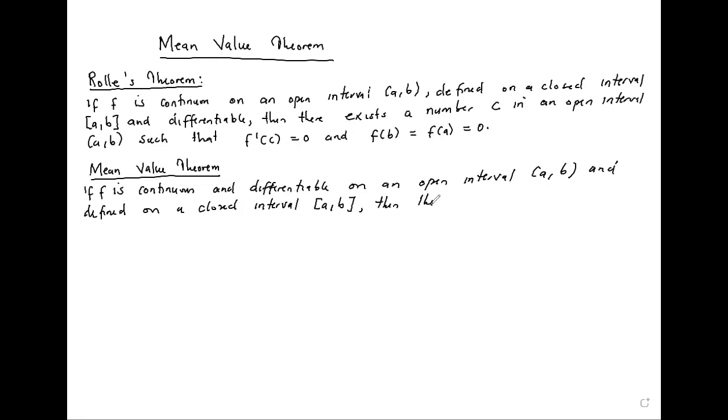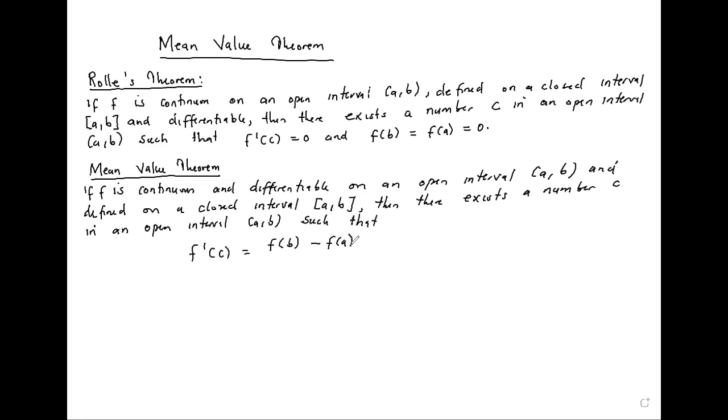then there exists a number c in the open interval (a, b) such that f prime of c is equal to f of b minus f of a over b minus a.